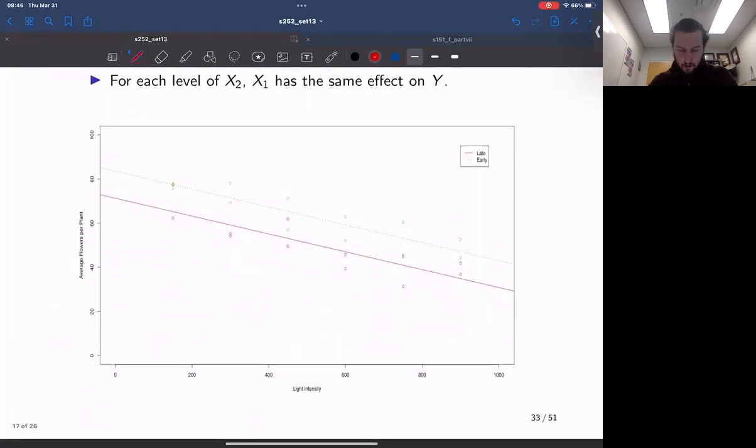Here are the two fitted models superimposed onto the graph, just to further illustrate this idea of parallel lines. The late group is the reference group, so this model here is Y equals beta 0 plus beta 1 X1. And then the early light is the active group, so this line here is beta 0 plus beta 2 plus beta 1 X1.